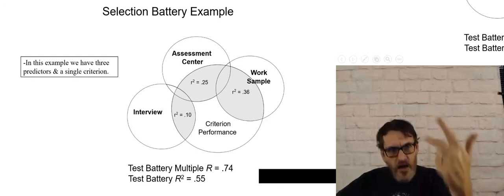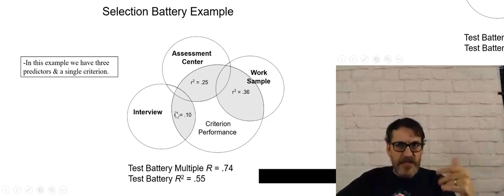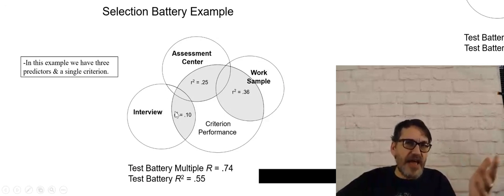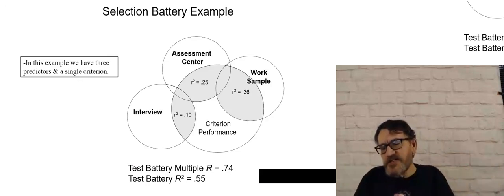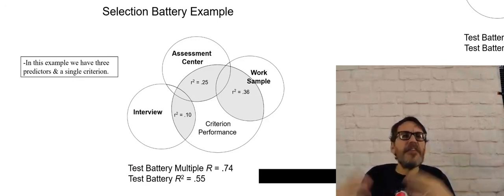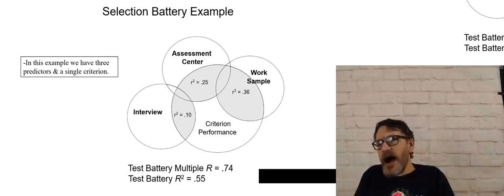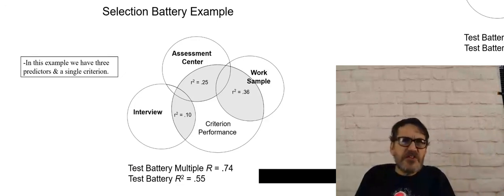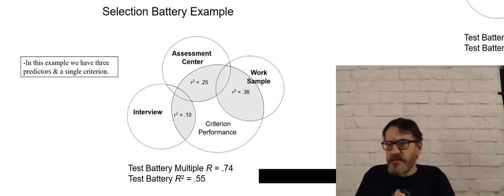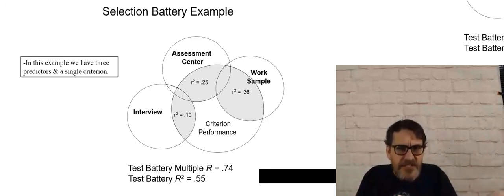And we can see that the R squared for the interview alone is 10%. The way we interpret that is, if I were to interview candidates, it would allow me to understand 10% of their performance on the job. If I were to use the assessment center alone, I could predict 25% of the performance on the job. If I used a work sample alone, I could predict 36% of success on the job.